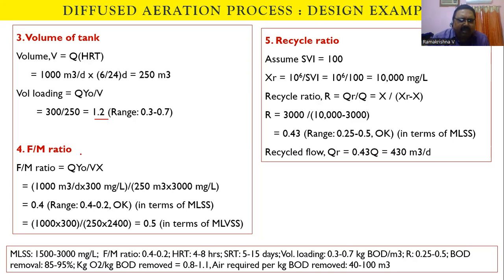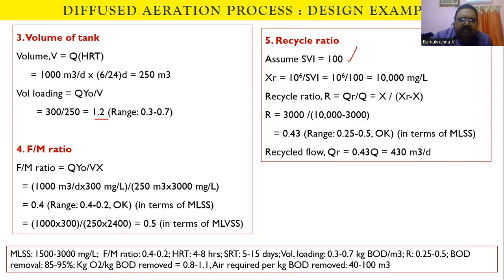So now let us calculate in terms of both. It doesn't make much difference. I considered it in terms of MLSS as 3000 milligram per liter, and in terms of MLVSS 2400. For MLSS, I got 0.4 here, and for MLVSS, I got 0.5. The standard value given here is in terms of MLSS. To calculate the recycle ratio, we require the sludge volume index. So we assume the sludge volume index is equal to 100.